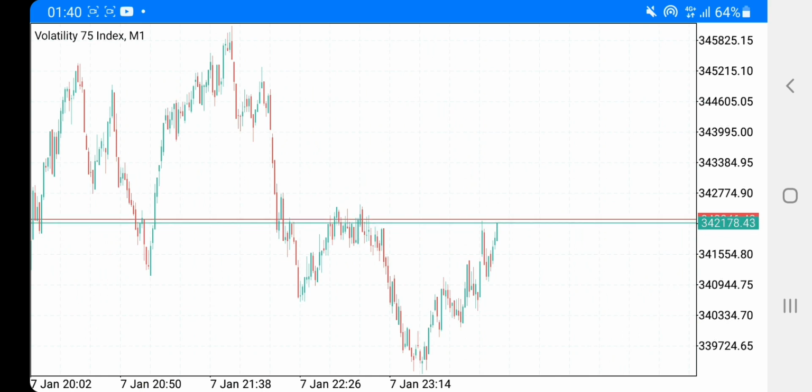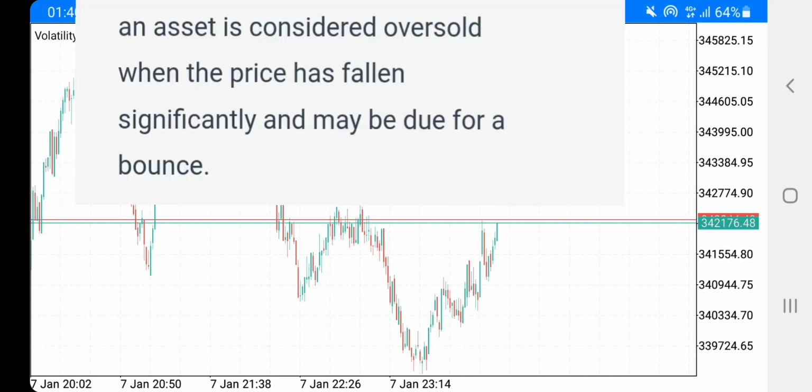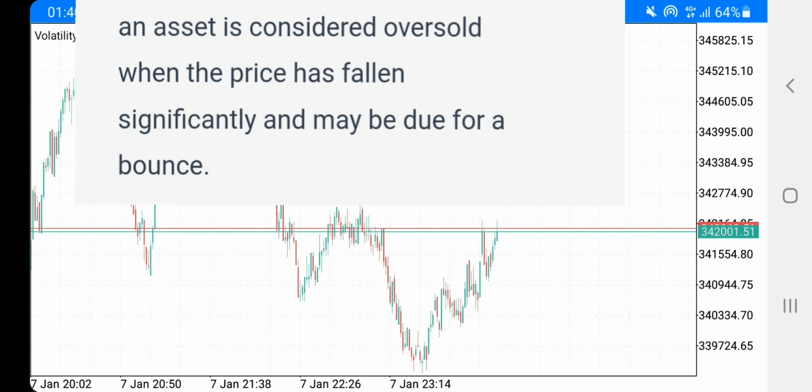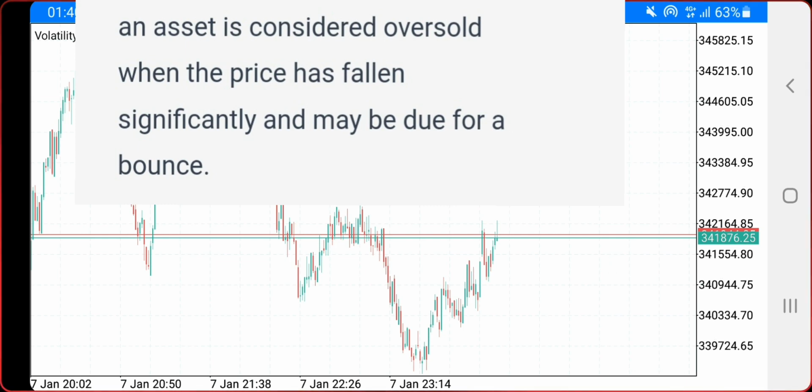So vice versa to overbought, an asset is considered oversold when the price has fallen significantly and may be due to bounce back. So when an asset is considered oversold, the price might bounce back, just like what's happening below right here.